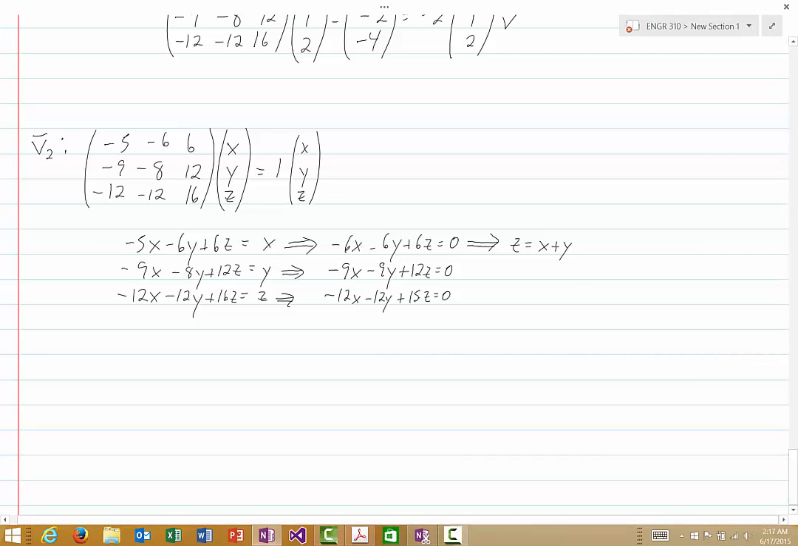The second equation could be written as minus 9 times x plus y plus 12z equals 0, but x plus y is equal to z. So this is minus 9z plus 12z equals 0, which says 3z equals 0, which says z equals 0. So z is equal to 0, and remember x plus y is equal to z, so x plus y equals 0, which means y equals minus x. So an appropriate choice for v2 is 1, negative 1, 0.